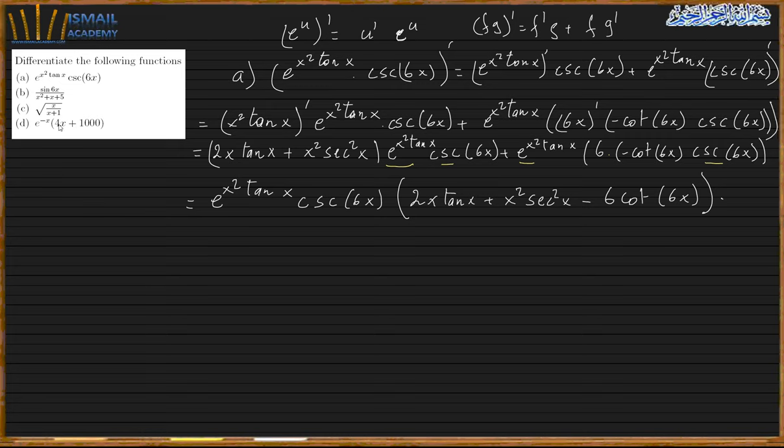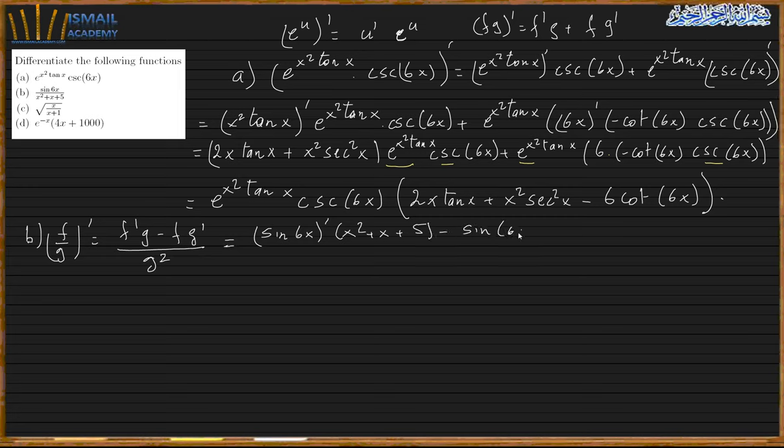Alright, for the second one we have a fraction, so we're going to use the quotient rule. So f over g prime is f prime g minus f g prime over g square. So I'm going to apply this idea. So it's going to be sine 6x prime times x square plus x plus 5 minus sine 6x times x square plus x plus 5 prime, the whole thing over x square plus x plus 5 square.